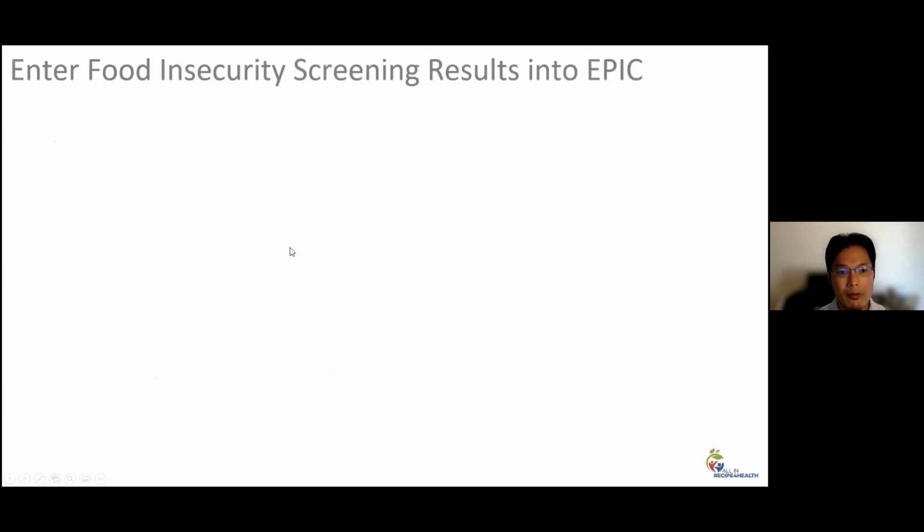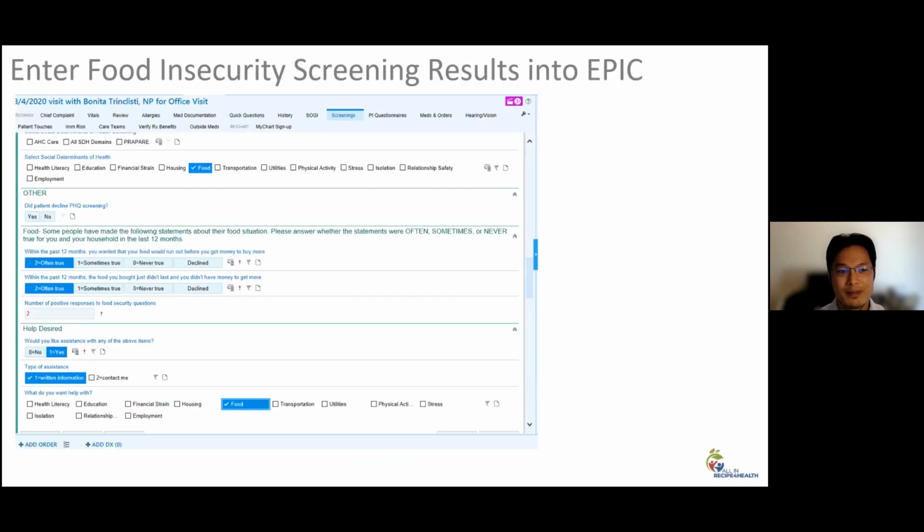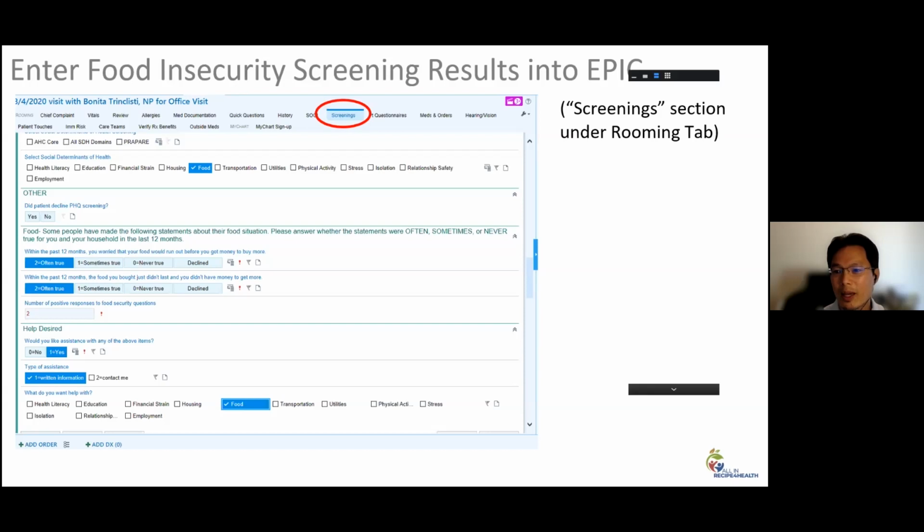So you enter the food insecurity results into Epic. Do y'all remember how to do that? What's the first step when you're trying to find this? You're an MA, you go to screenings. There you go. And that's usually for MAs under the rooming tab. For the coordinators, it might be under a different tab, right? Not the rooming tab.